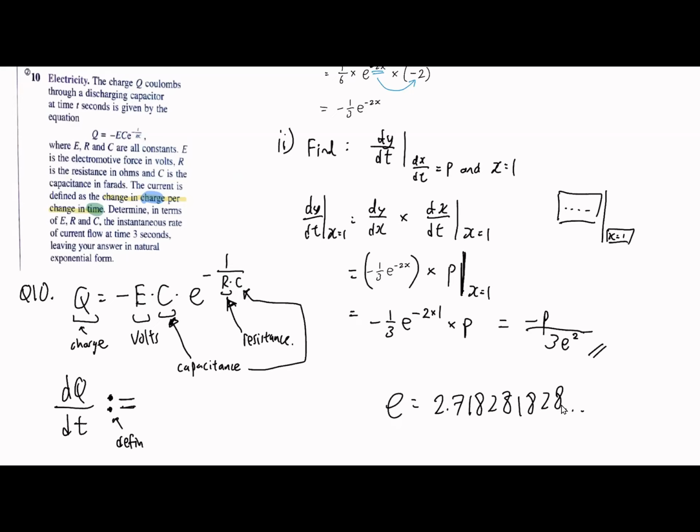Determine in terms of E, R, and C the instantaneous rate of current flow at time 3 seconds, leaving your answer in natural exponential form. This is also known as the natural exponential, Euler's number, or exponential.